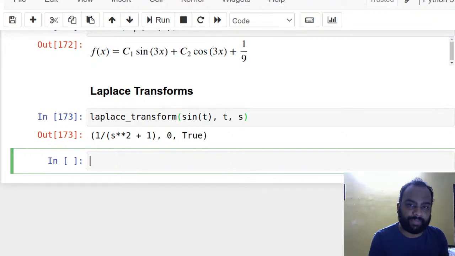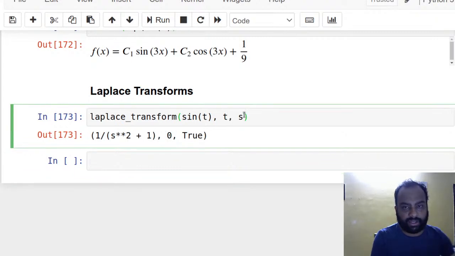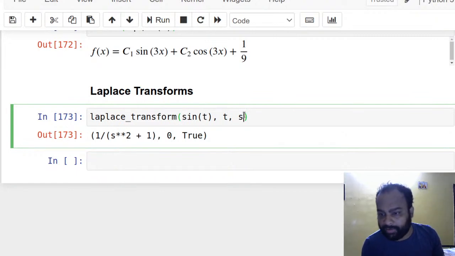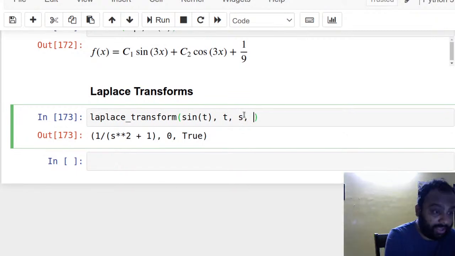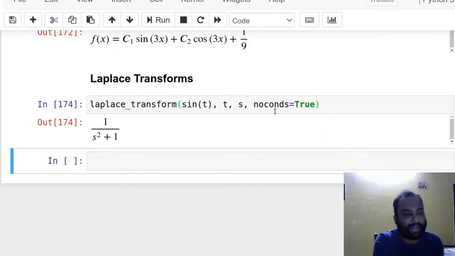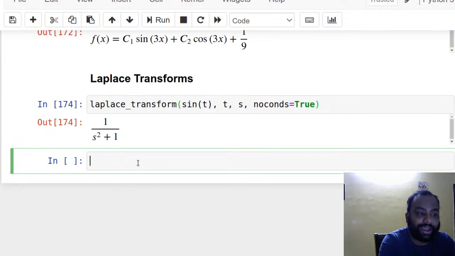So all these Laplace transforms are unilateral in nature, and if you want to get rid of these conditions, because for the unilateral Laplace transform there is a particular region of convergence, you can say noconds equal to True. Whenever I'm doing Laplace transforms, I just write noconds equal to True, so that it does not bog me down by writing down the conditions and everything. But you can always do the computation, you can always do the integration.